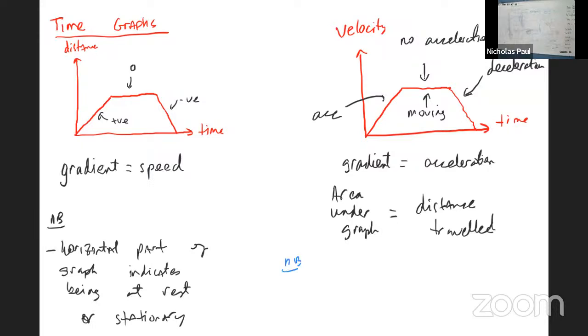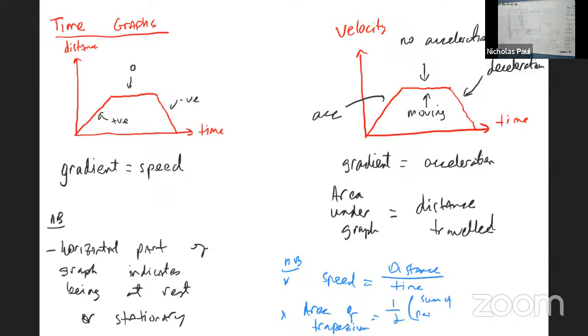I'm going to give you two formulas. Speed is distance over time. And the area of a trapezium is half the sum of the parallel sides by the height. Sorry to write so small there. But the area of a trapezium is half the sum of the parallel sides by the height.